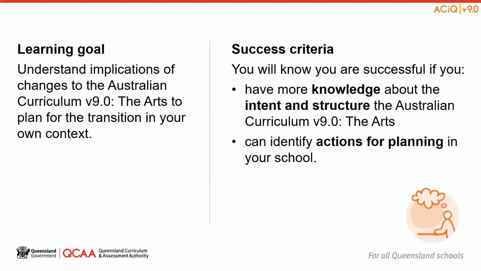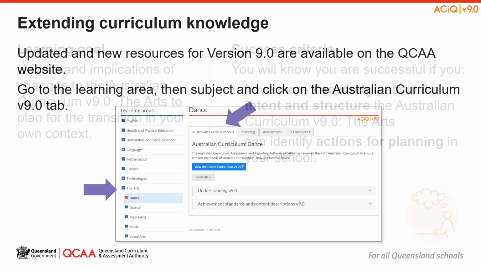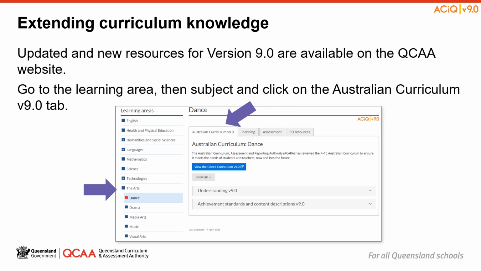As the session comes to a close, let us reflect on our learning goal and success criteria. We have built our knowledge about Australian Curriculum version 9, the Arts, and identified some actions for planning in our school context. Before you begin the next session in the series, you may wish to access QCAA resources at the location noted on screen to extend your curriculum knowledge. There are many version 9 resources located here that will support you in planning for the transition in your context. These can be accessed by going to the landing page for a particular learning area and then clicking on the Australian Curriculum version 9 tab.